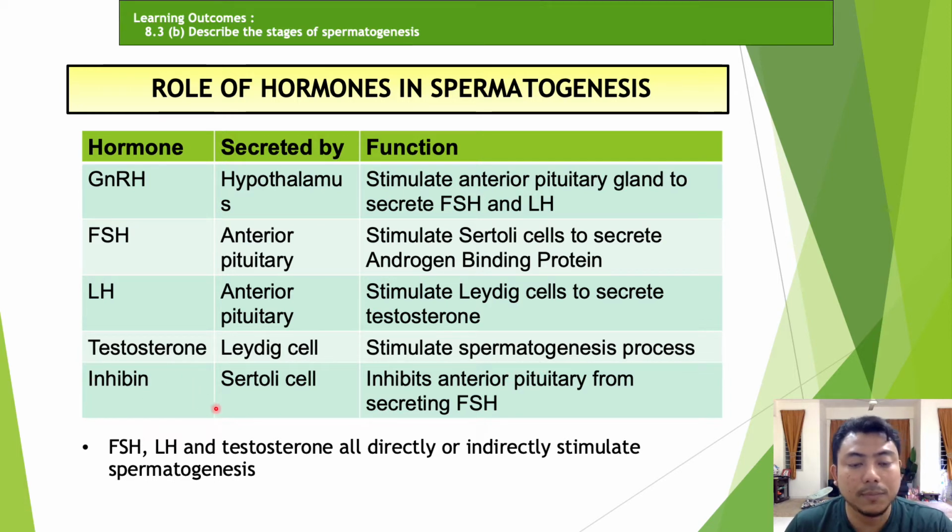Okay, inhibin is produced by the Sertoli cell to inhibit. Inhibits means stops the anterior pituitary gland from secreting FSH, from the production of FSH. So FSH, LH and testosterone all directly or indirectly stimulate spermatogenesis.